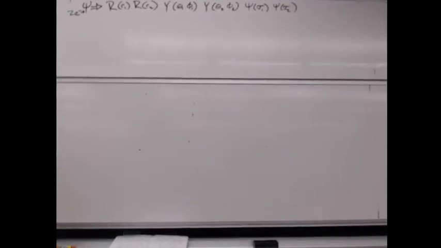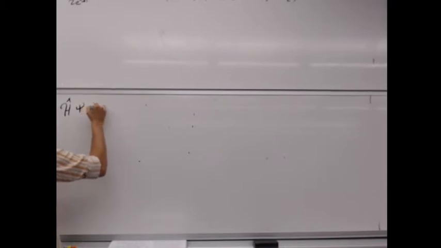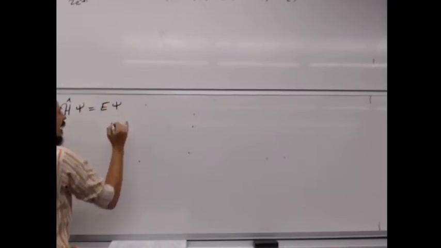And the way we're going to set this up is to first remember how we set up all of our problems. So we're going to set it up the same way we set up all of our problems. Regardless of how complicated our wave function is or how complicated our Hamiltonian is, it's always set up this way. H psi equals E psi.